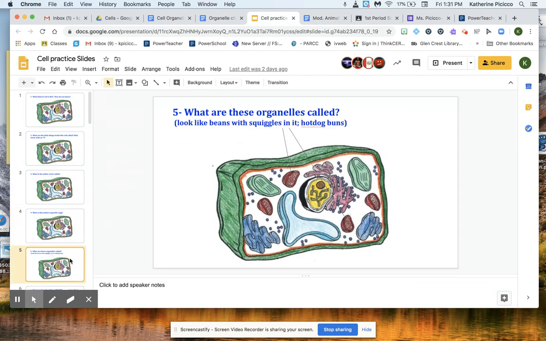What are these organelles? If you look at them, they're colored in this picture red, but they kind of look like beans with little squiggles in them. Or I kind of look at them as like weird hot dog buns with squiggles in them.